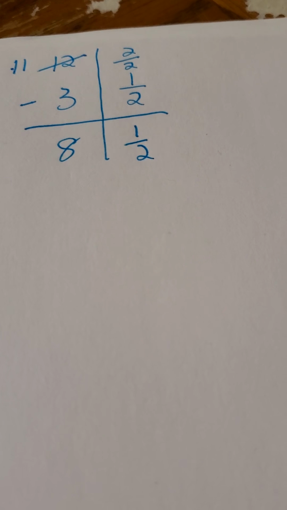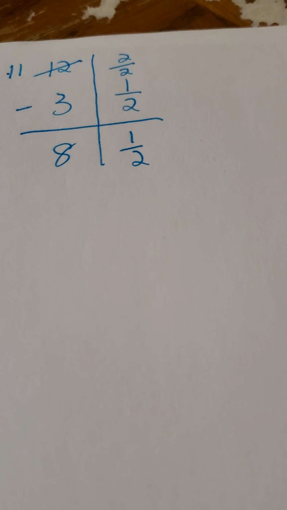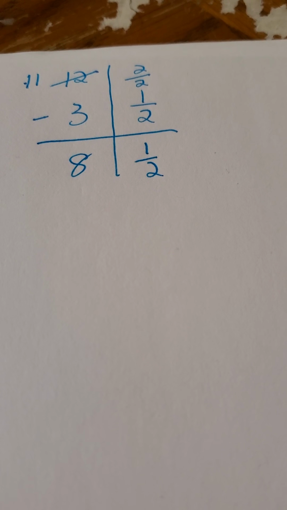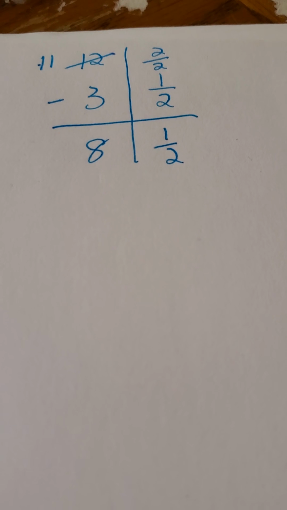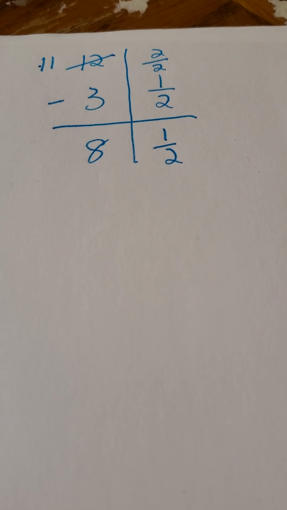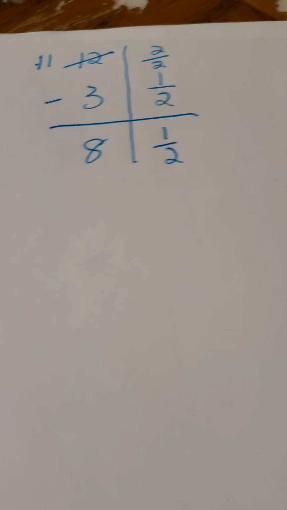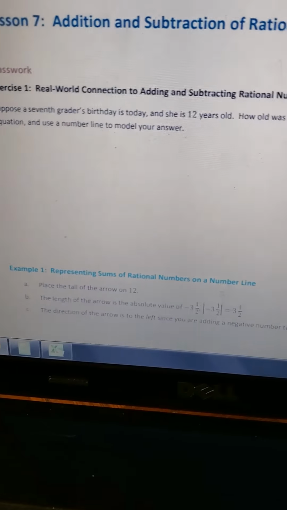If we were subtracting a fourth, we would make it 4 over 4. And if there was already a fraction here, we would add that to the fraction, which we'll probably get to a little bit later in this lesson, I'm guessing. All right, so anyway, the answer is 8.5, which makes sense. She was 8.5, 3.5 years ago. Okay, so let's keep going.